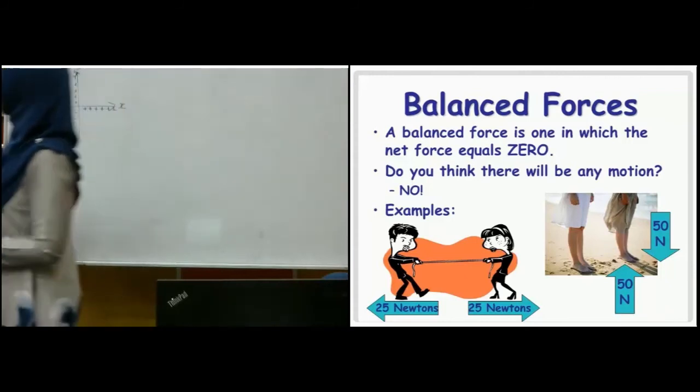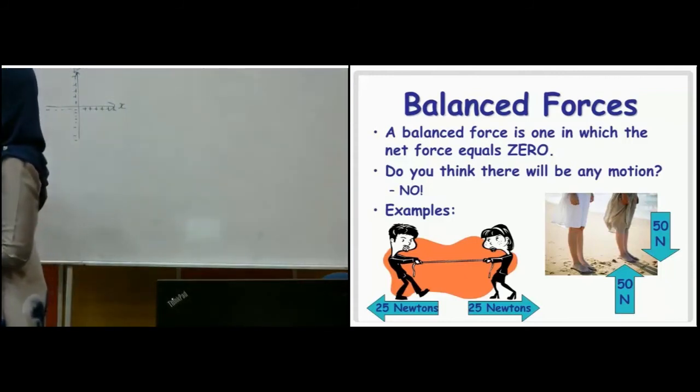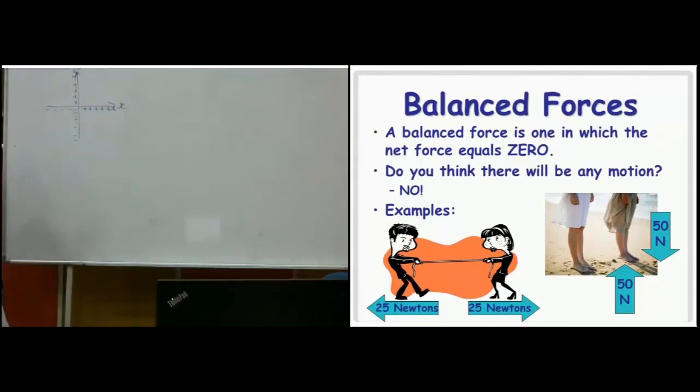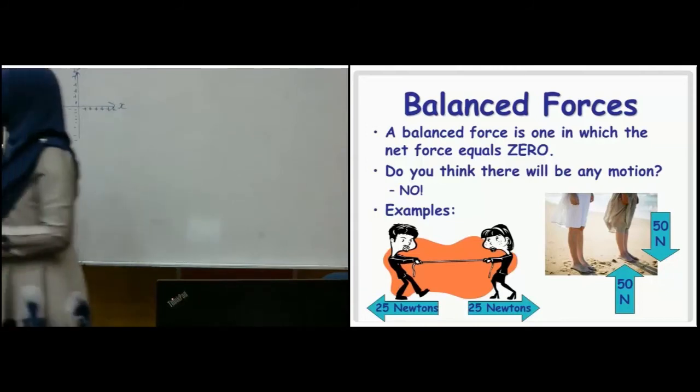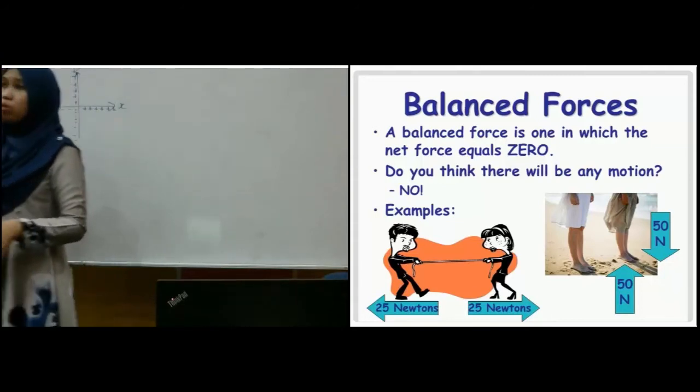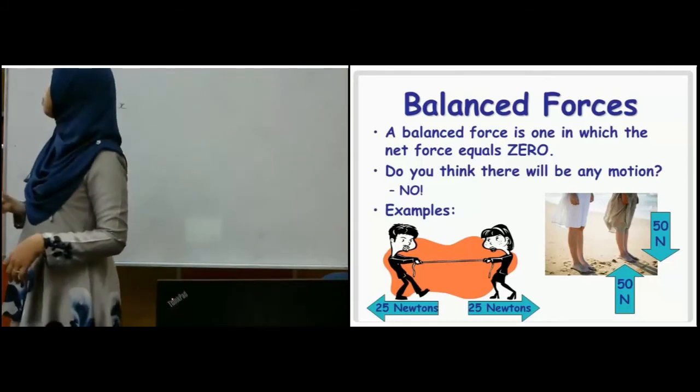Okay, in this diagram, do you think there will be any motion? No, because this person pulled with 25 Newton and the other person pulled with 25 Newton. So there is no movement, so we call it a balanced force. Same like this. There's no movement, we call it a balanced force.